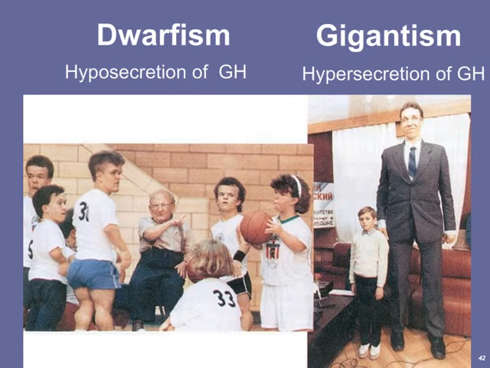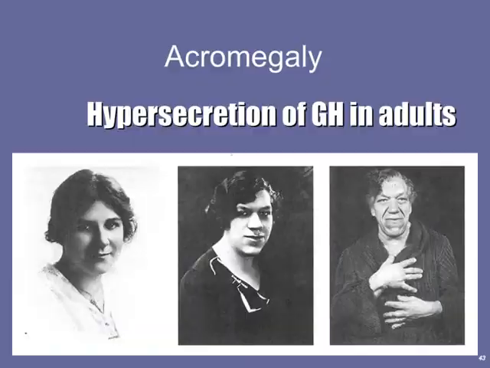As I mentioned at the beginning of lecture, sometimes we can have too much of a hormone, known as hypersecretion, or too little of a hormone, known as hyposecretion. For example, dwarfism is caused by hyposecretion of growth hormone during early childhood and adolescence. As a result of this hyposecretion, people do not grow to their full height potential. On the other hand, gigantism is caused by hypersecretion of growth hormone during childhood and adolescence. As a result, the person may be much taller than normal, over 8 feet in height.